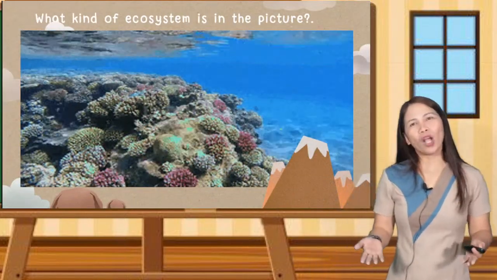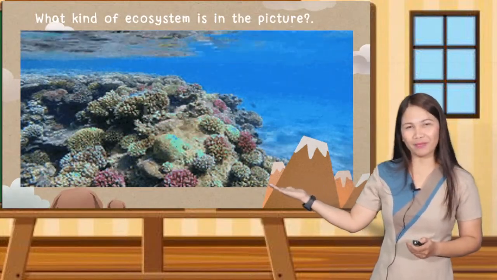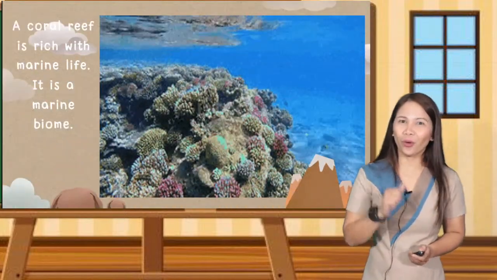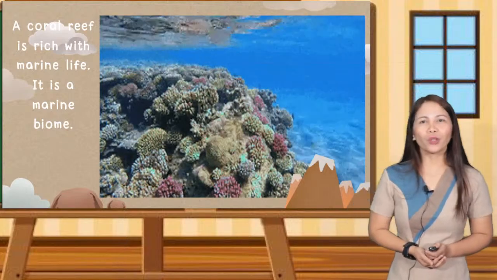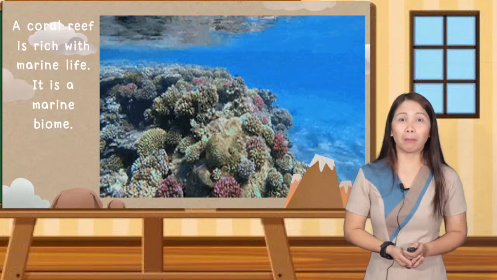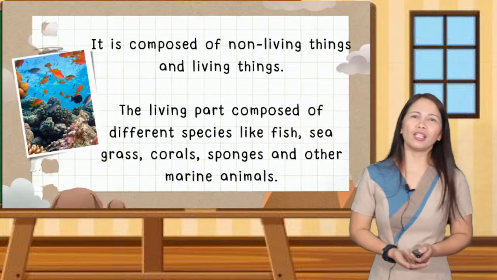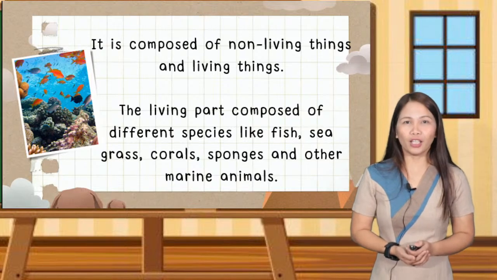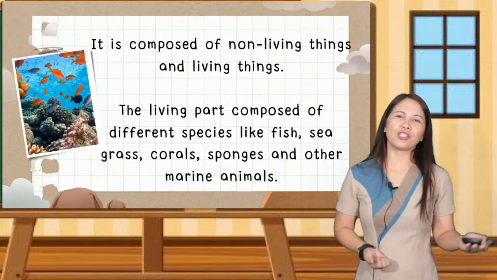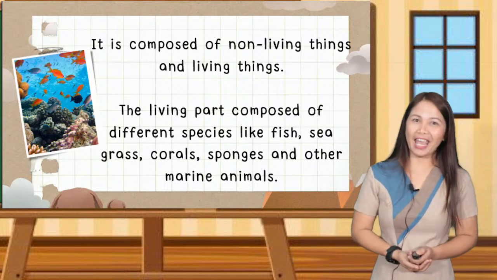This time, what kind of ecosystem is in the picture? You're right. That is a coral reef. A coral reef is rich with marine life and is also a marine biome. It is composed of living and non-living things, and the living part is composed of different species like fish, we have the seagrass, corals, sponges, and other marine animals.